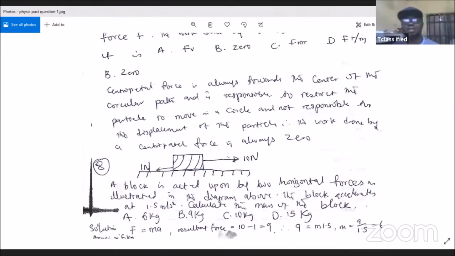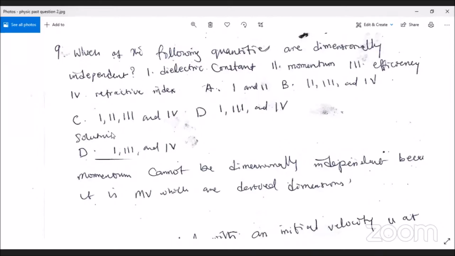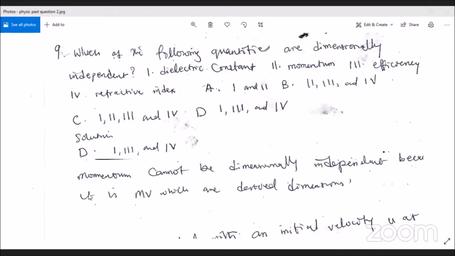Yes, sir. I'm not seeing it on the screen. Sorry, I didn't share it. Let me quickly share it. Let me know once you can see the new screen. So I can see it now.